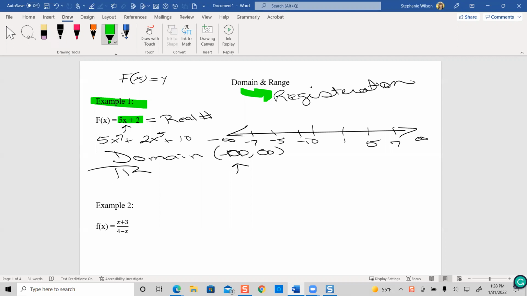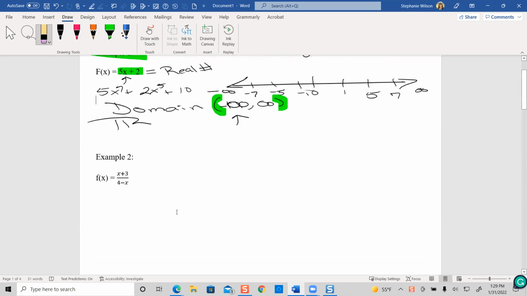Did you notice though, I used parentheses here. The reason why I use parentheses is that we're approaching that point. That means that we can never stop at infinity. So you need to always put a parenthesis on infinity. You would not put a bracket, because a bracket tells me you're going to stop at that point, and infinity tells me we're going on forever.